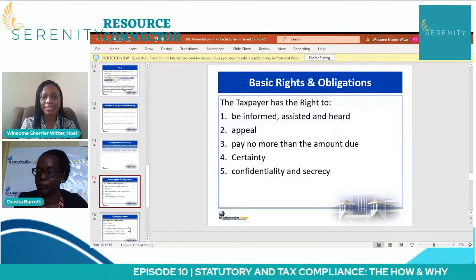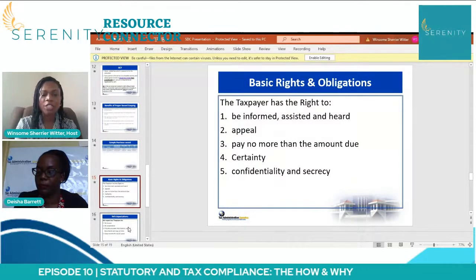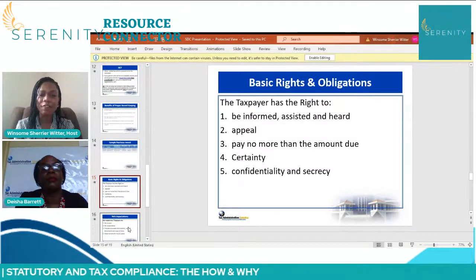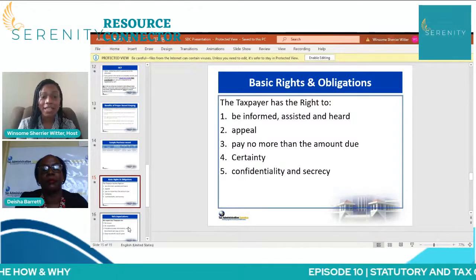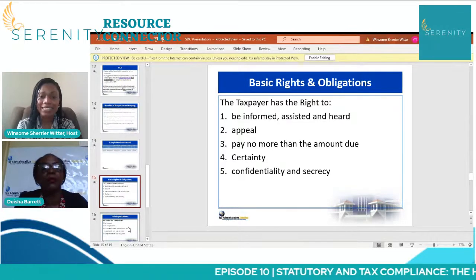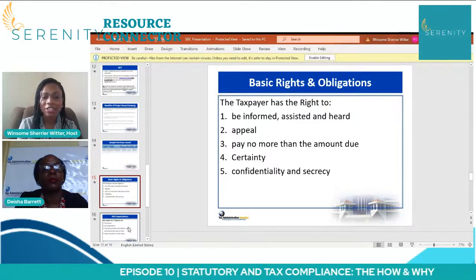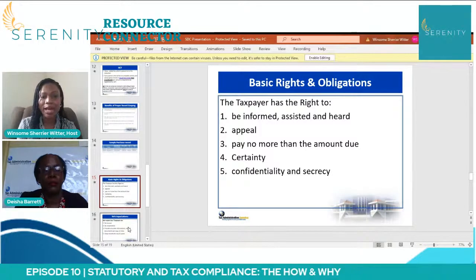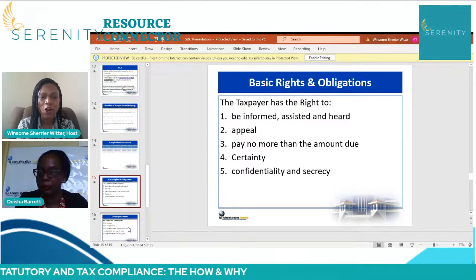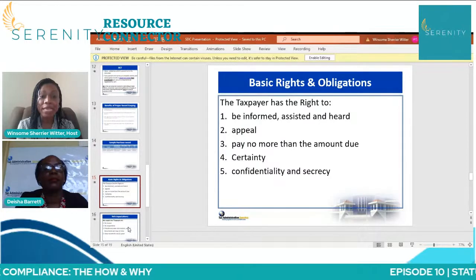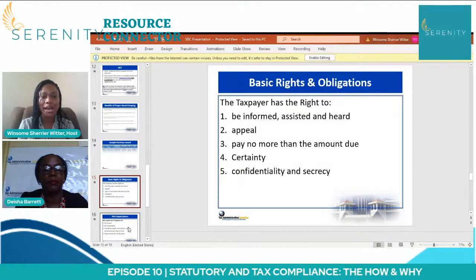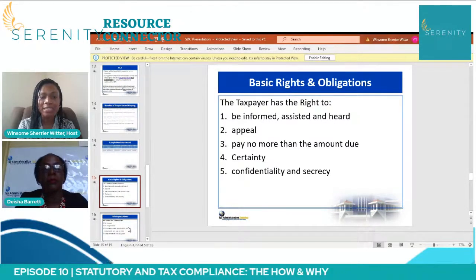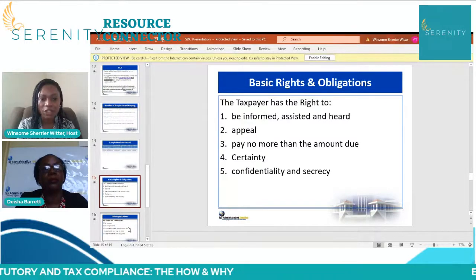Here are some basic rights and obligations. So the taxpayer has the right to be informed, assisted, and heard, right? You have the right to be informed, assisted, and heard, and we here at the Serenity Resource Connector are assisting with that aspect of it, being informed. Two, you have the right to appeal. So if there are calculations that are passed on to you and your records are indicating otherwise, you have the right to appeal.